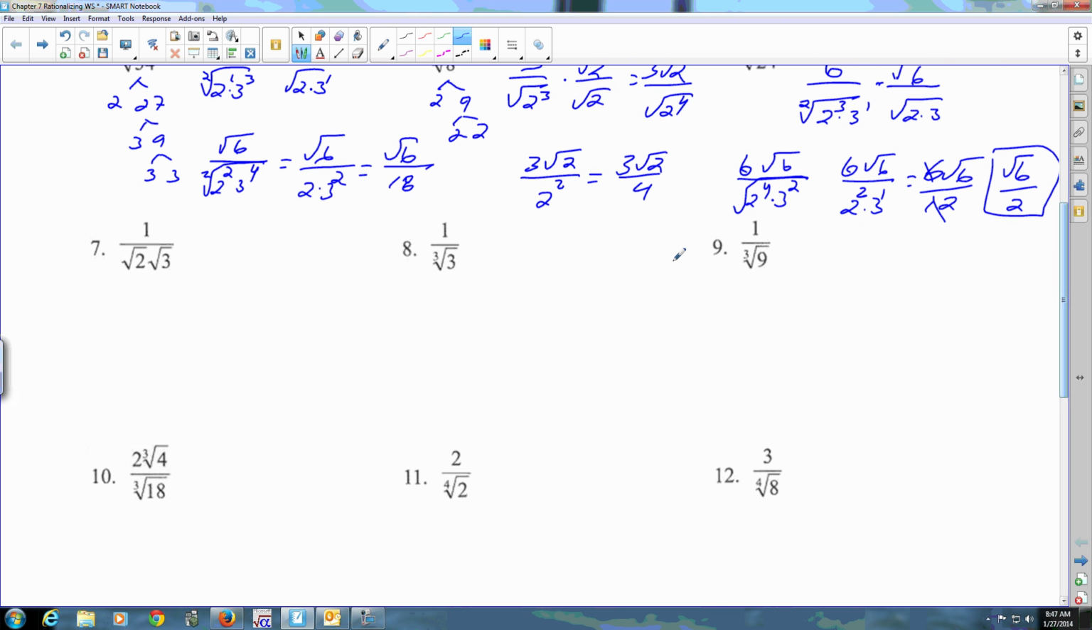Now, I know I'm skipping this one. If you have these as separate roots, you can bring them together. It's 2 to the 1st, 3 to the 1st inside, so you're going to need both of them. So square root of 6, square root of 6. So you have square root of 6 over square root of 6 squared, which is going to be square root of 6 over 6. And no, you can't reduce.